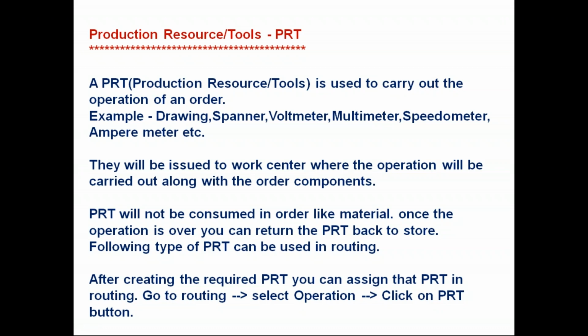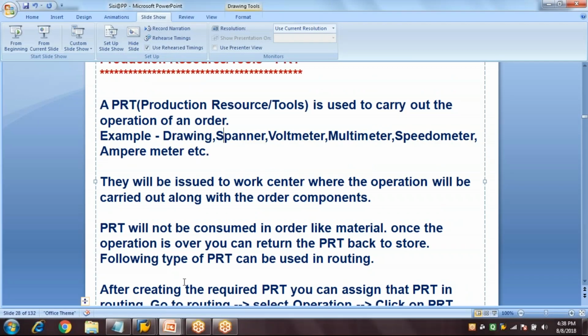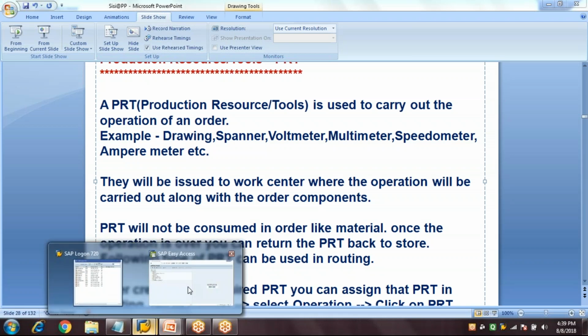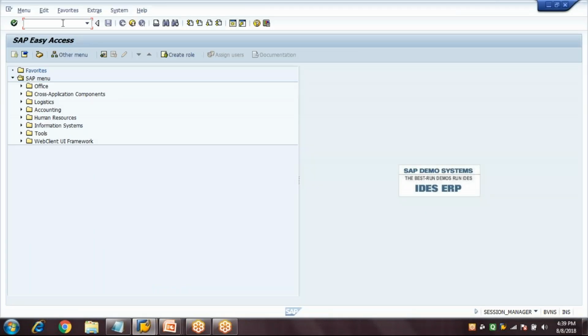The PRT tools are created in the SAP system in the form of a material master using a material type called FHM. So how are you going to maintain this information? Voltmeter, multimeter, speedometer, ampere meter, etc., by creating a material master for these materials. So I'll create a material master for production resource tools.